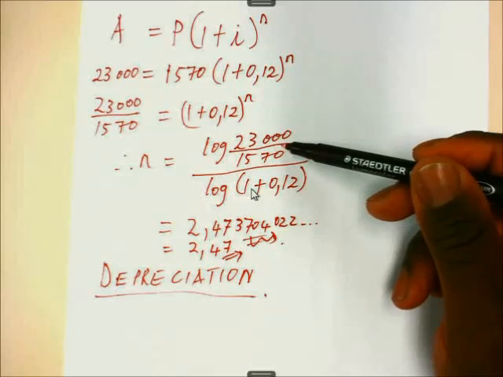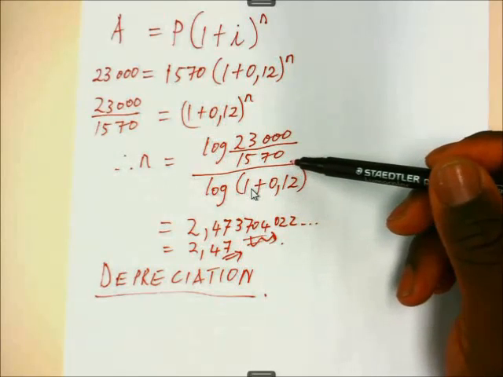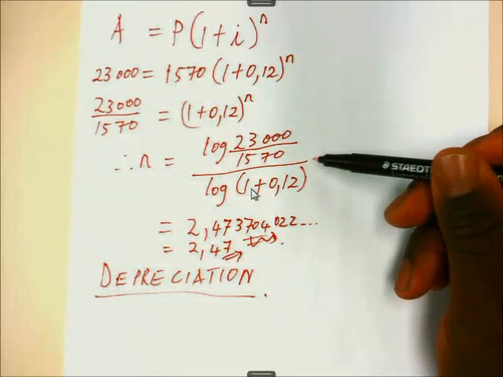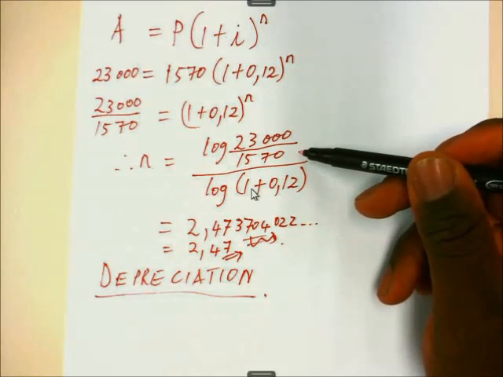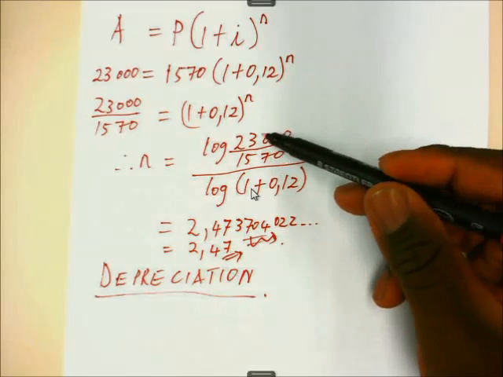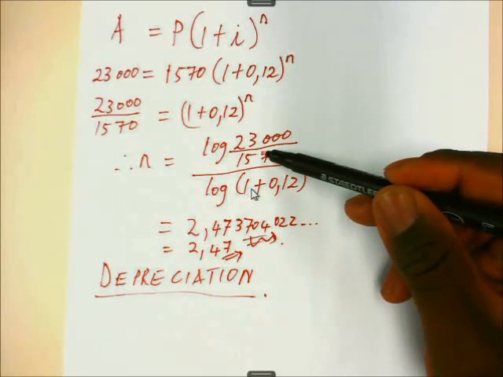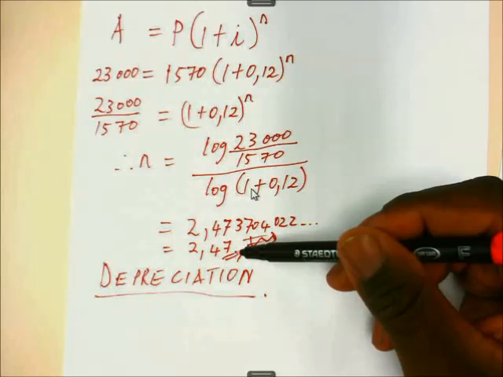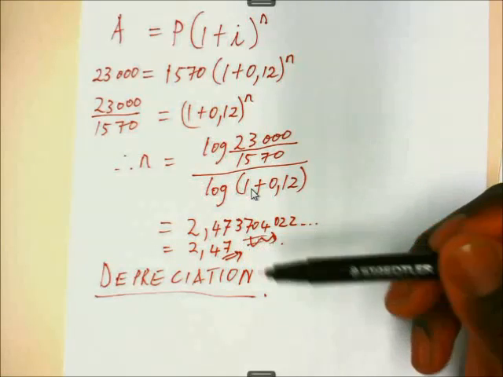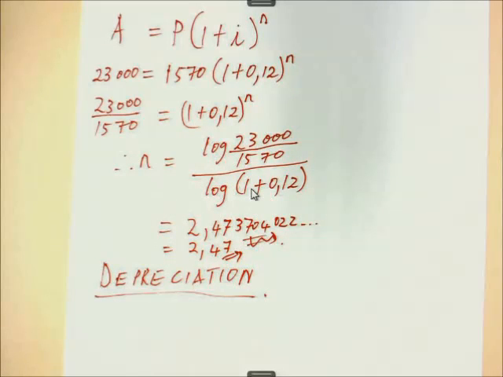simplify 23,000 divided by 1,570. Then they've got a long number, and we've said in our notes that you don't round it off after getting the decimal of this common fraction. What is important is that you round it off at the final answer. Be careful, or else you're going to lose some marks there, okay?